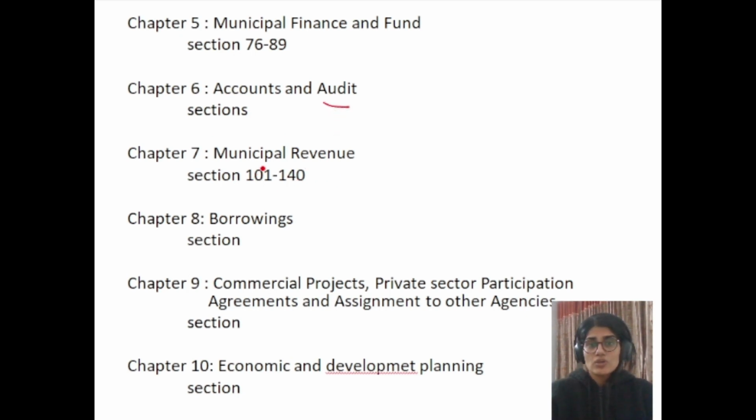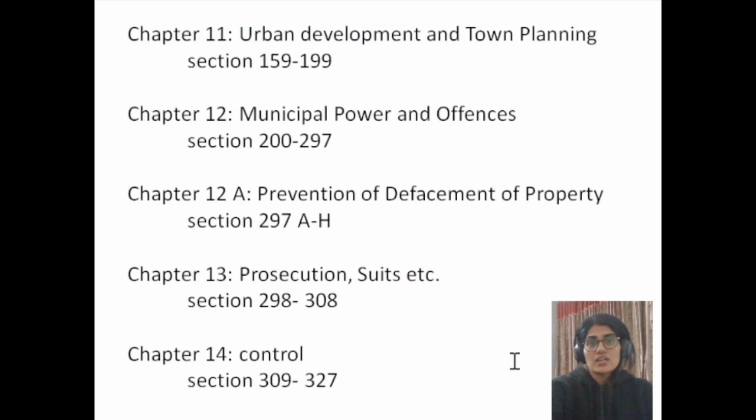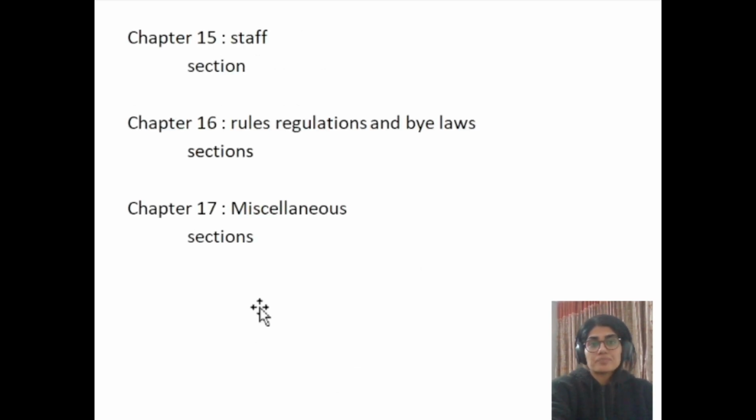are to be audited, what their sources of revenue are, and if they fall short of revenue, how they're going to borrow, how they're going to delegate the functions to other commercial entities or agencies, how they're going to plan for economic and development of the area, how they're going to do urban and town planning, then what the powers and offenses considered in this act are, how they will protect the public property, what the different prosecutions and suits are, how they're going to control the staff, what the different rules, regulations and bylaws are, and miscellaneous, whatever is left, they just put in that.